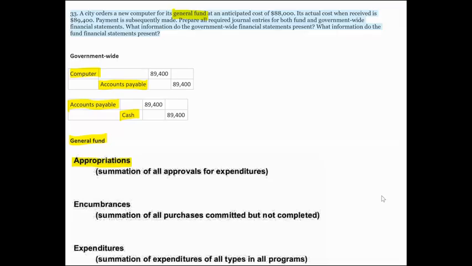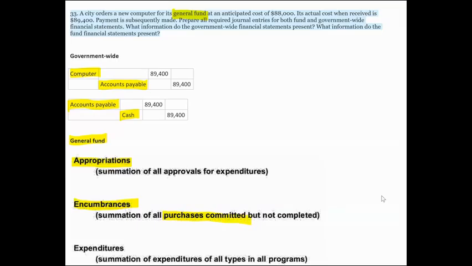The second account is called encumbrance. Encumbrances are the summation of all purchases committed but not complete. It's like a purchase order in this question. It's the committed purchase but not received yet. So that's a committed purchase.